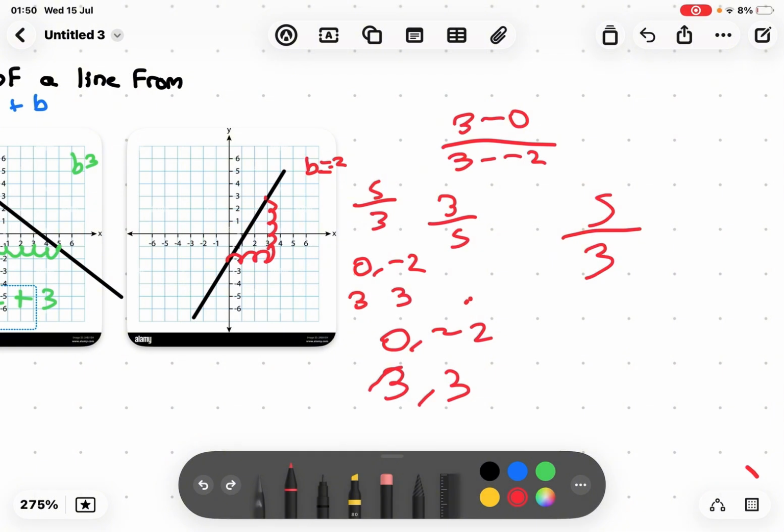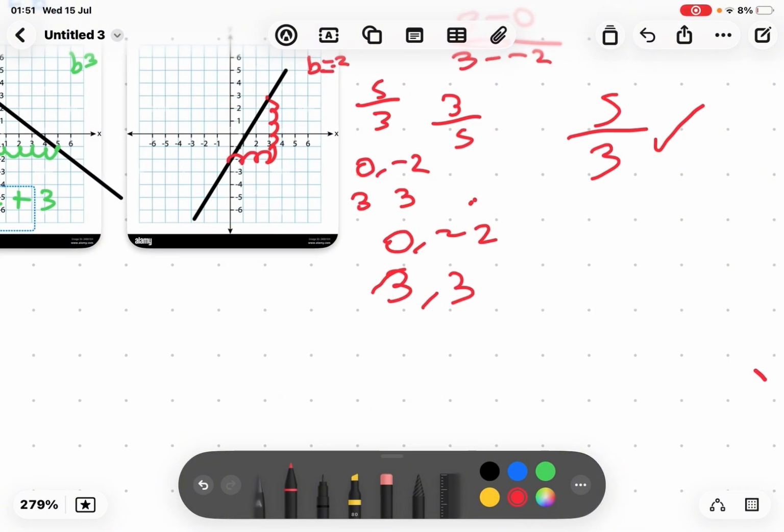Okay. Yeah, I did get, for one answer, I did get 5/3. However, I then tried a different method. I tried the difference in y over difference in x, and I got 3/5 using that method.